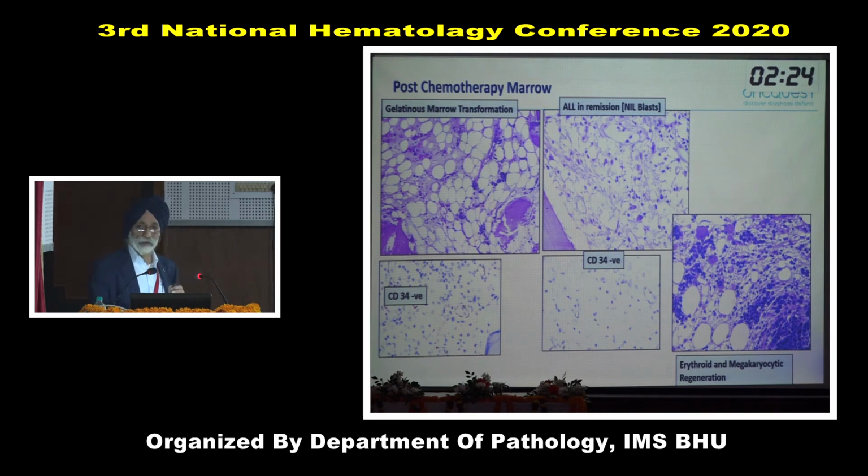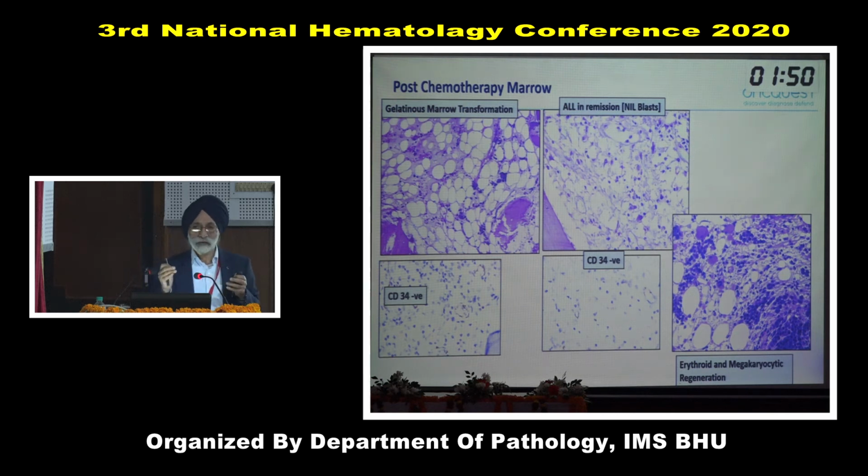Now this happens because of chemotherapy. Whatever cells were packing the marrow, they disappear, and that place is taken by gelatinous material or acid mucopolysaccharides, what we call gelatinous marrow transformation. And then you do CD34, it is negative. Now what has happened in this case is the hemopoietic regeneration has started. These are colonies of erythroblasts, then these are clusters of few megakaryocytes, small and large and immature. So then the bone marrow regeneration starts.